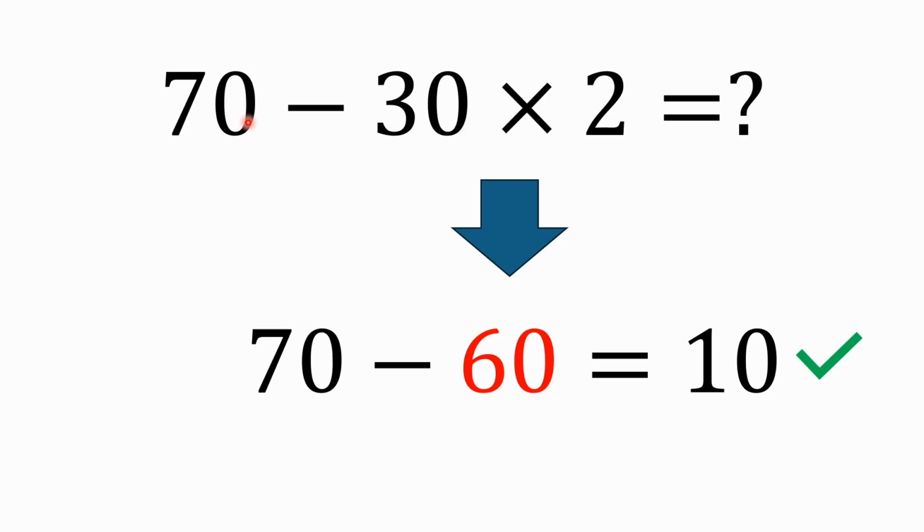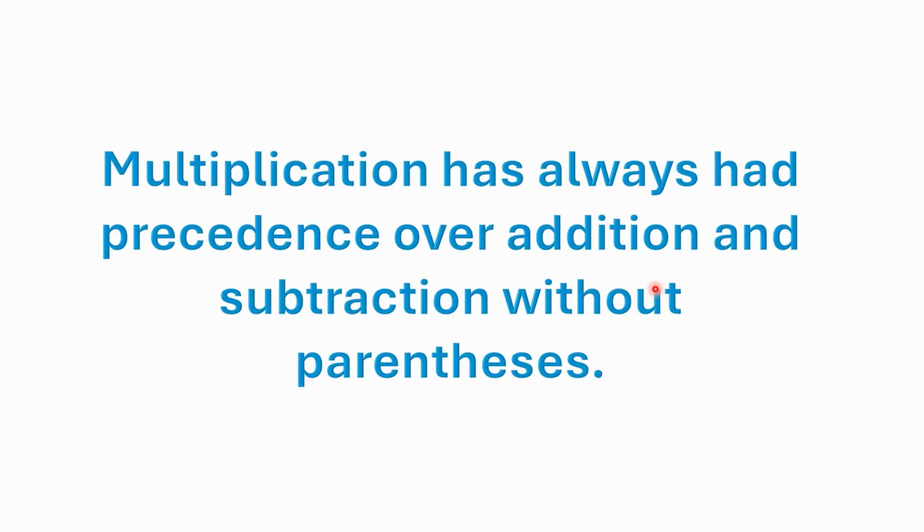You did not subtract 30 from 70 and get 40 and then multiply 40 times 2 and get 80. That is incorrect. Multiplication has always had precedence over addition and subtraction without parentheses.